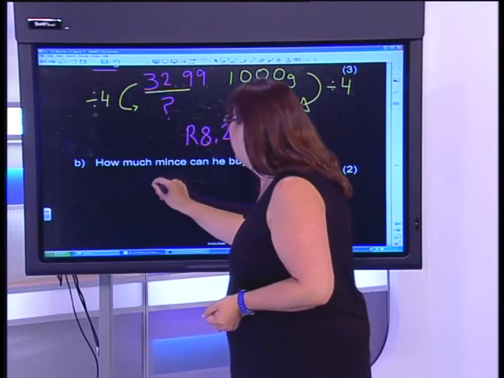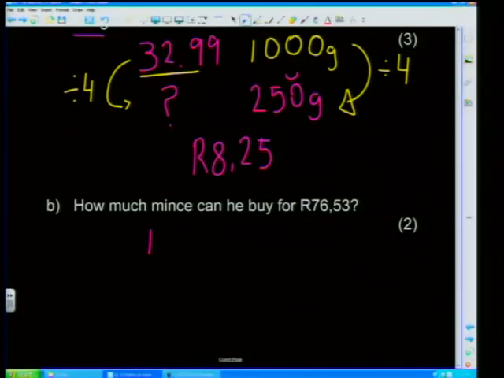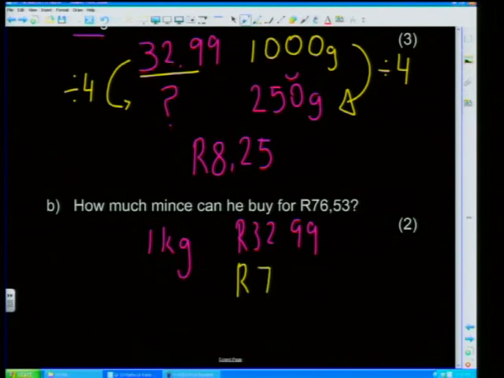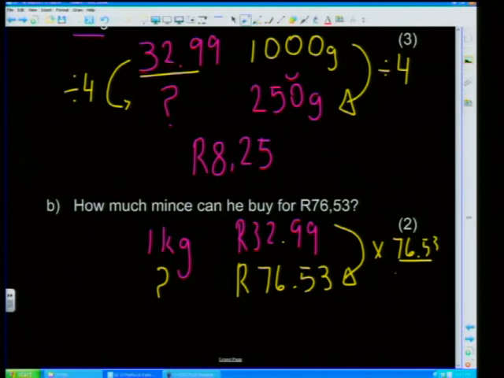Right, so we had the price for 1 kilogram of mince, and let's keep it as 1 kilogram now. 1 kilogram of mince cost us 32 Rand 99. Now I'm being asked how much mince I can buy for 76 Rand 53. I want to know how much mince it is. Well, now I'm looking at, okay, what do I do from 32.99? There should be a dot there, and there should be a dot there. How do I change 32.99 into 76.53? In the last question it was quite easy because we just divided by 4. But now I'm actually going to multiply by the reverse: 76.53 over 32.99, and then that times 1.